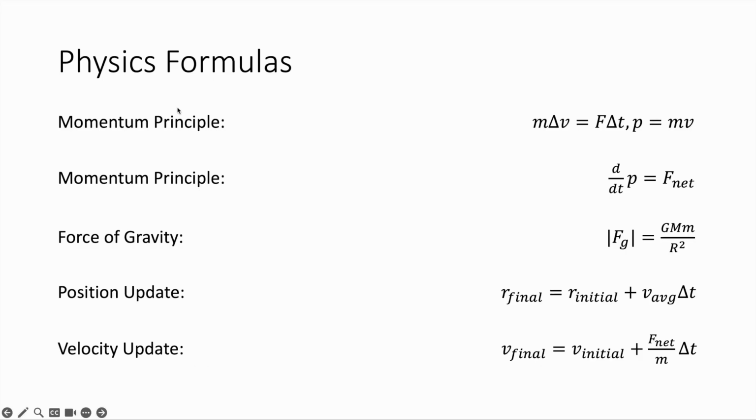So the physics formulas we use here are m delta v equals force times change in time, being that p equals mv here. We also use that the derivative of momentum is the net force. For the force of gravity, we use the magnitude of the force of gravity, G m m over r squared. For the position update, we use final position equals initial position plus the average velocity times change in time. And velocity update, we use the final velocity equals the initial velocity plus F net over m times change in time.